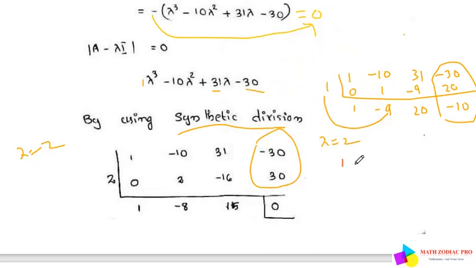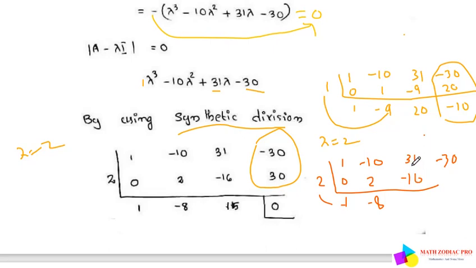Okay, so here 1 and next one minus 10 and 31. Okay, and final one minus 30. Okay, so lambda equal to 2, so here is 0 and here is 2, right? So 1 plus 0 equal to 1, so 1 into 2 equal to 2. Okay, so here write 2, so minus 10 plus 2 equal to minus 8.